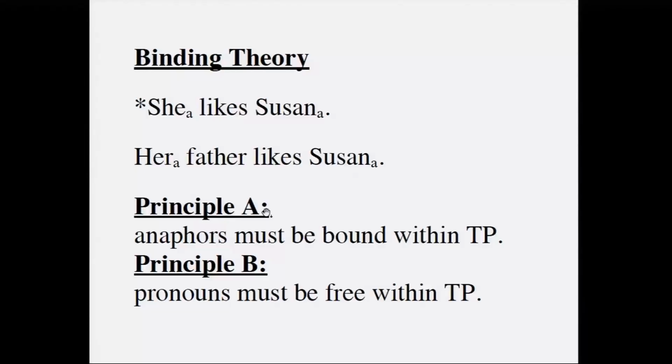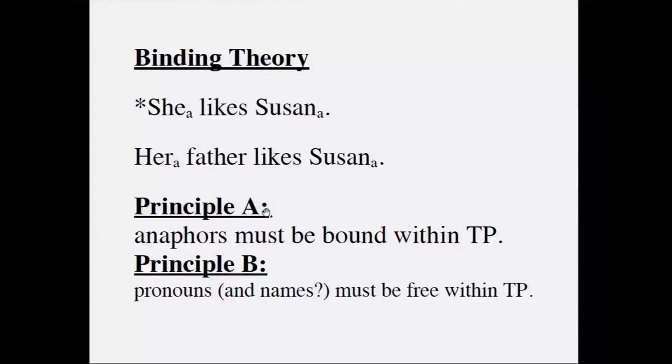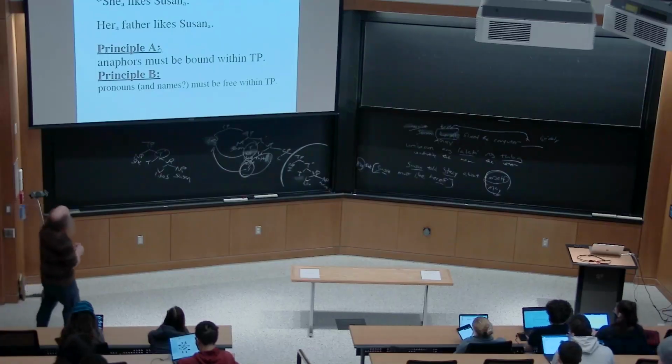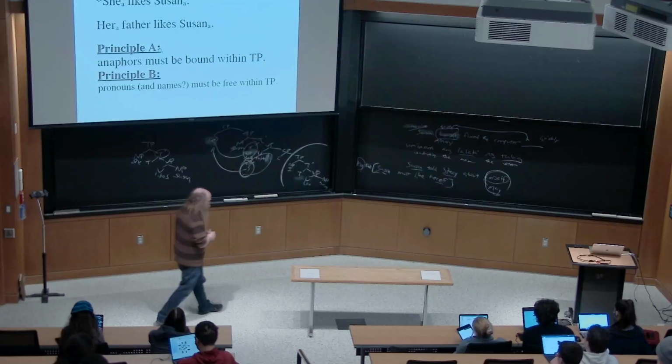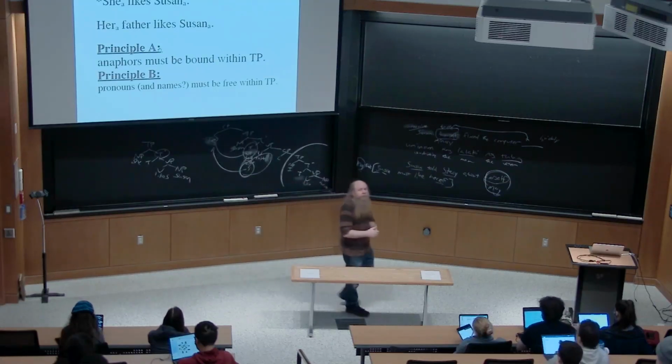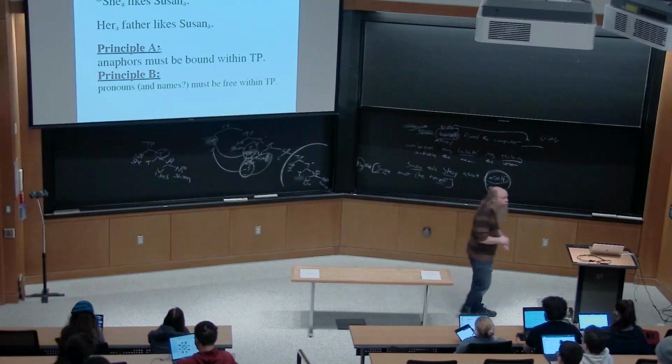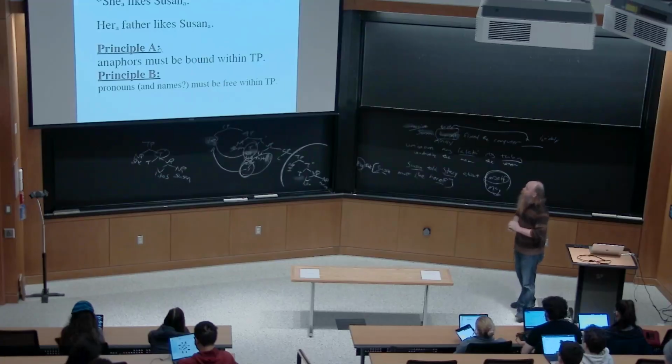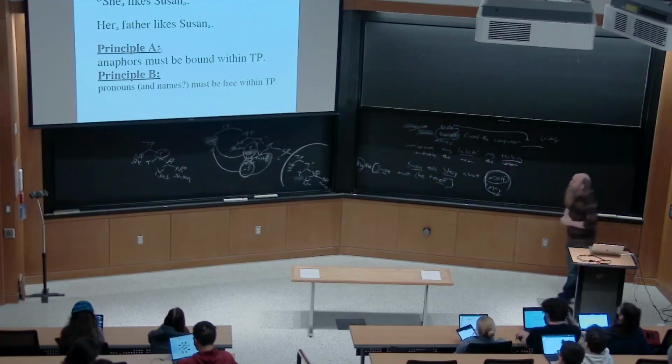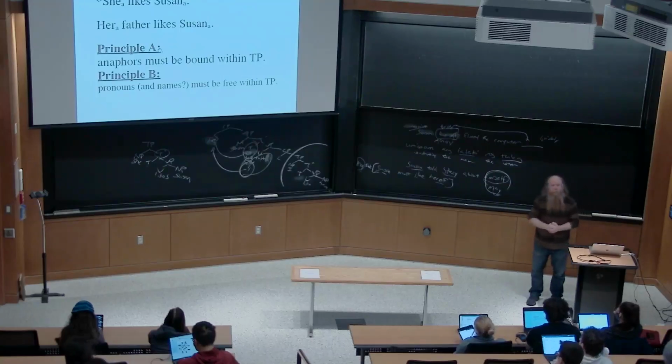There are at least two things we could do. One would be to say we were wrong to confine principle B to pronouns. So it's really just a distinction between anaphors and everything else. So the problem with she likes Susan isn't she, it's Susan. So Susan also needs to be free within TP. And then the story would be, in her father likes Susan, her is embedded inside her father, and so it doesn't C-command Susan. That version of principle B would cover this.